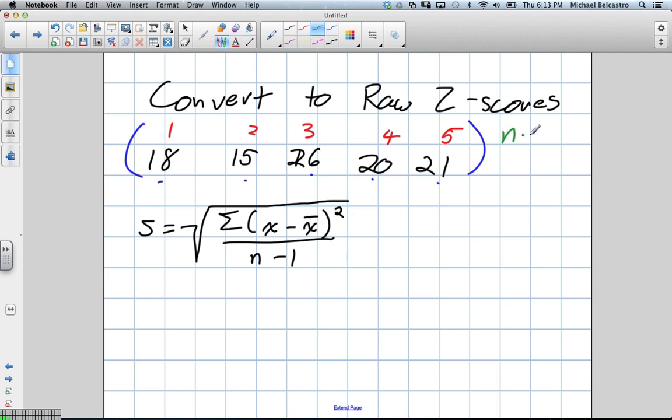What is n in this case? Yeah, we have 5 pieces of data. So we know n, and we do know each piece of data, the x. We don't know x bar. And what is x bar? The mean.